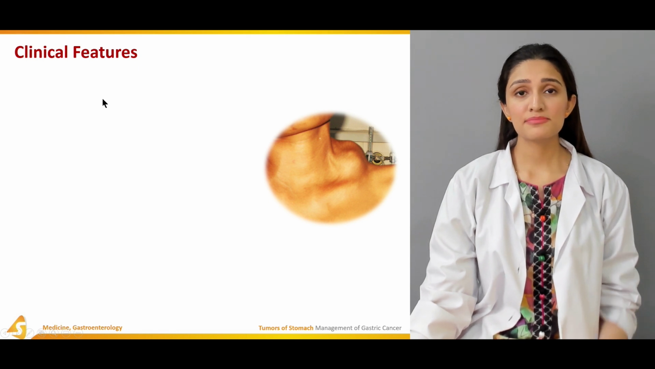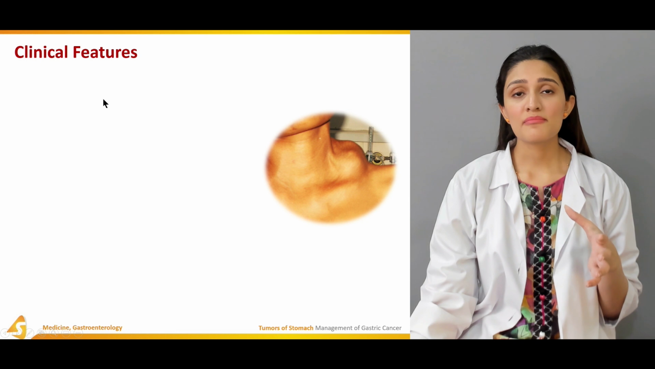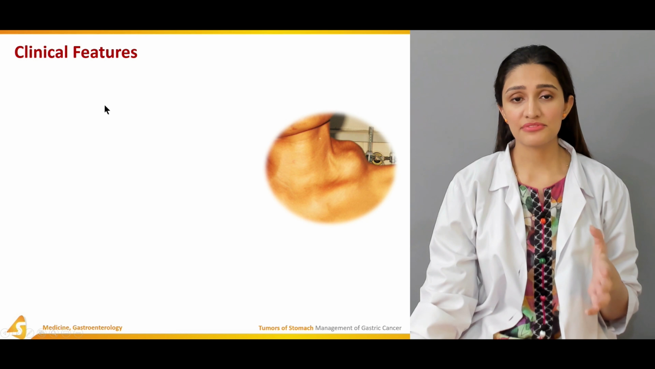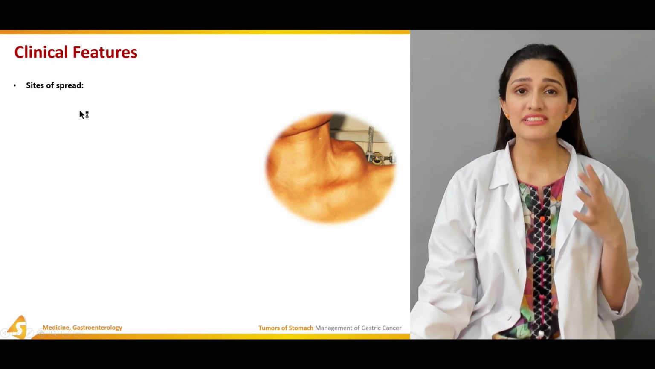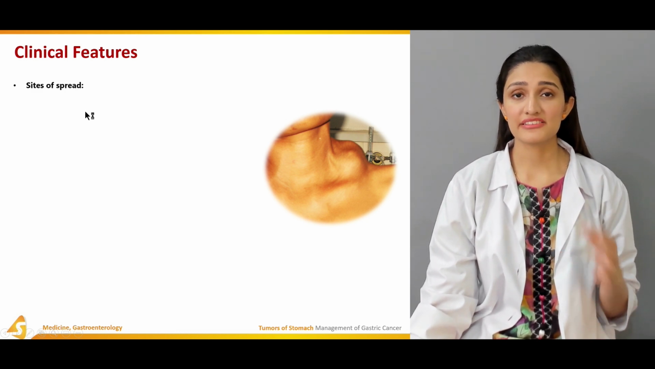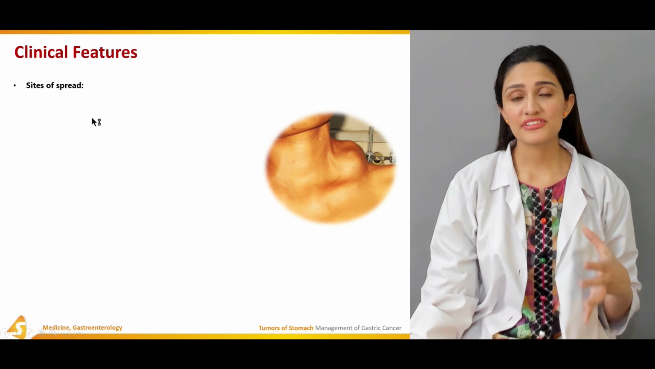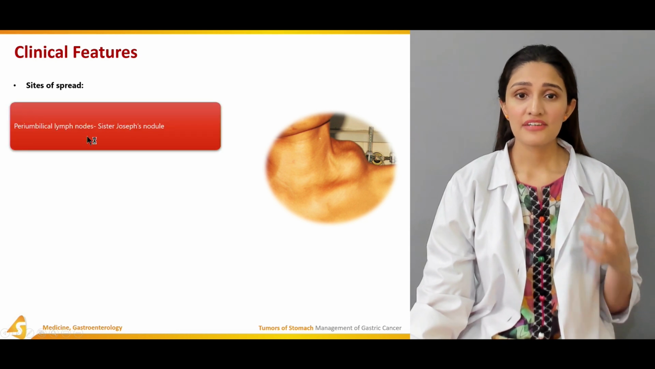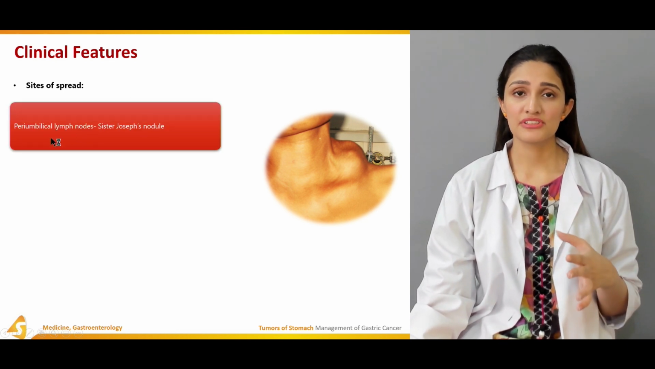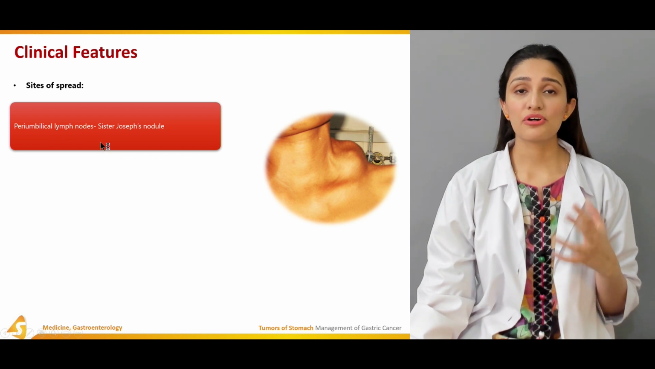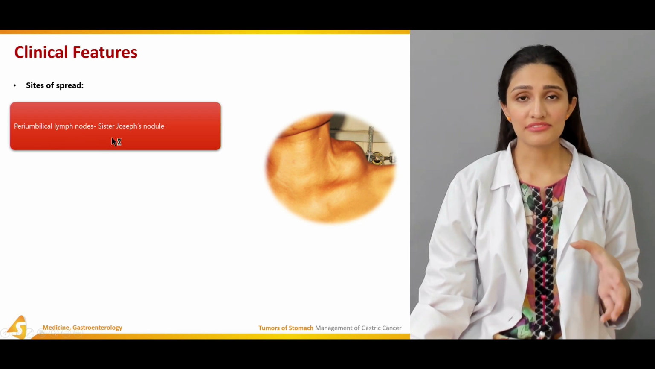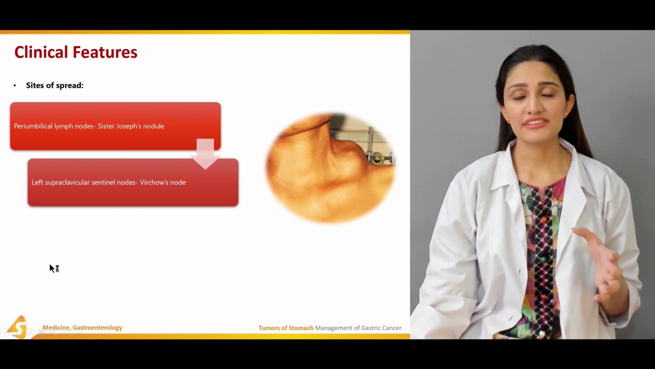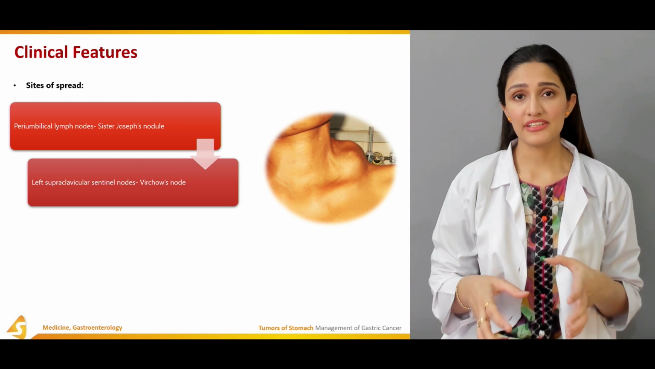So if we talk specifically about gastric cancer, paraneoplastic syndrome can usually occur, but it's sometimes very rare. And if we talk about the sites of spread regarding gastric cancer, and this can be one of the clinical features and one of the diagnostic points regarding the diagnosis of gastric cancer. First being the periumbilical lymph nodes, which is around the umbilicus, and it's also known as the Sister Joseph's nodules. The second being the left supraclavicular sentinel nodes, which is also called Virchow's node.